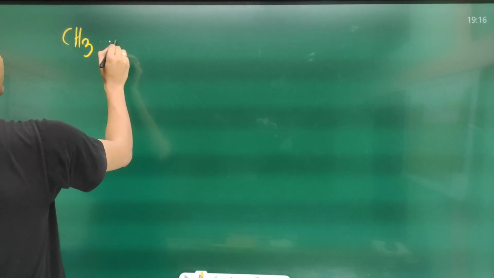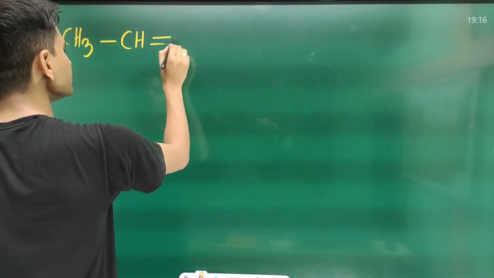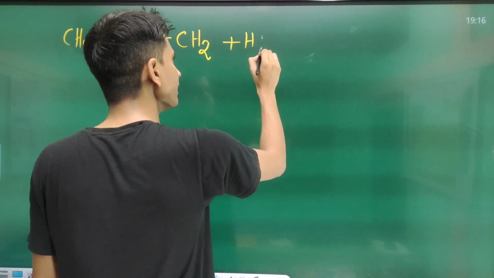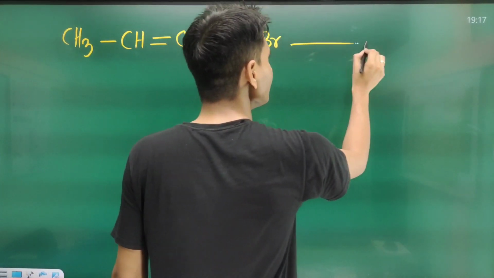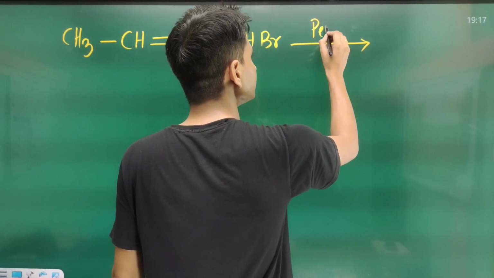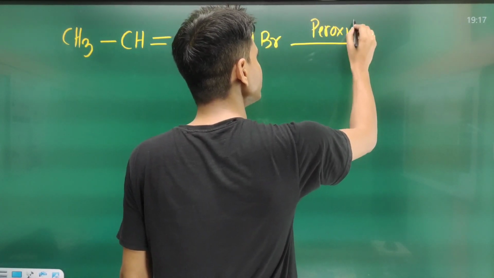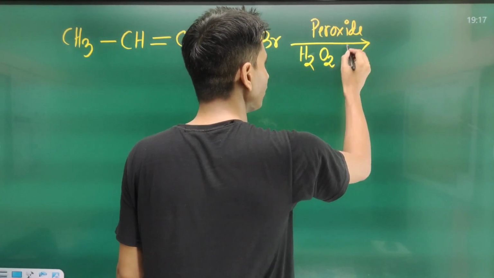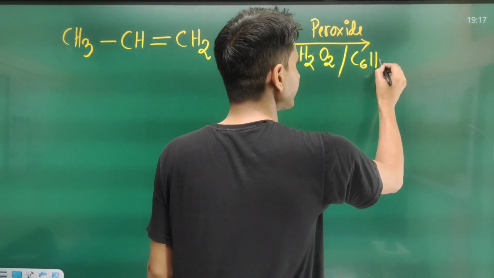Next, suppose a reaction is given like this. Suppose an unsymmetrical alkene, that is propene, reacts with HBr, but in the presence of peroxide, the presence of peroxide or hydrogen peroxide or benzoyl peroxide.